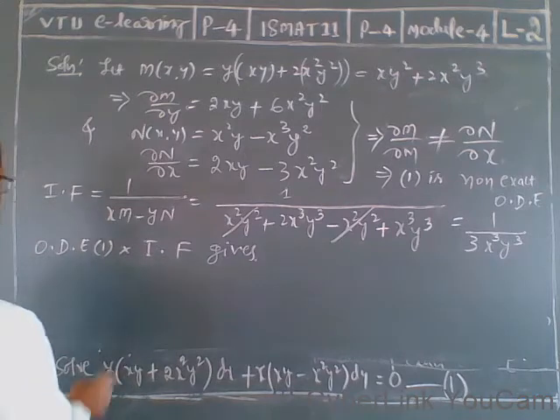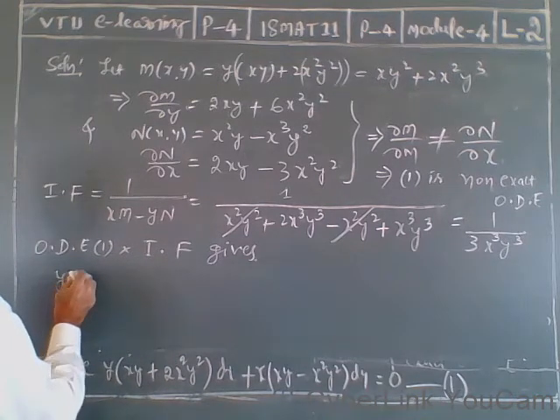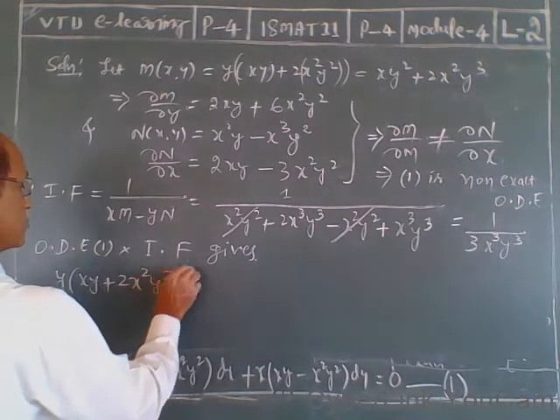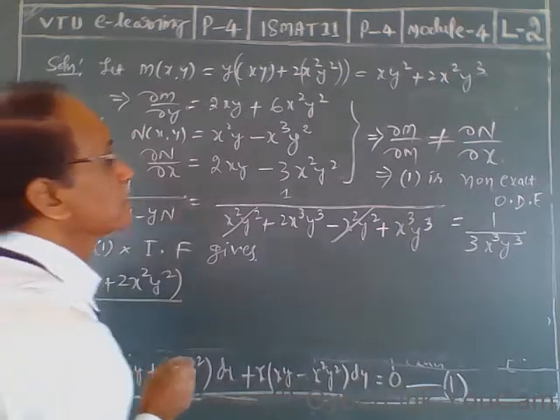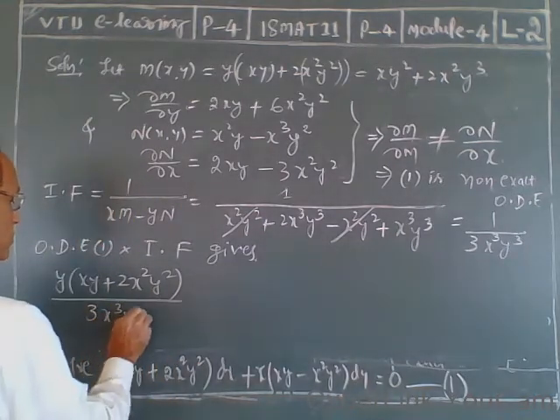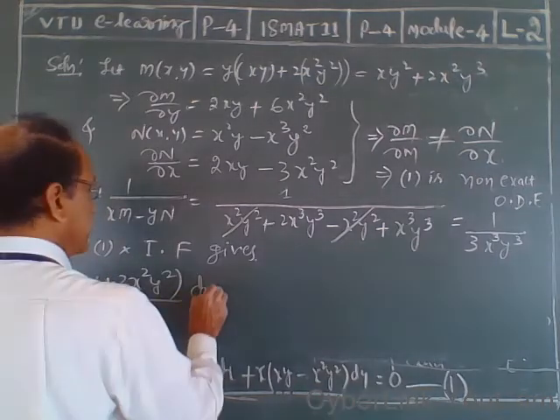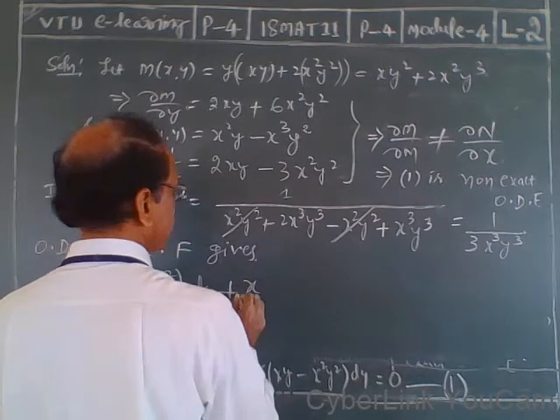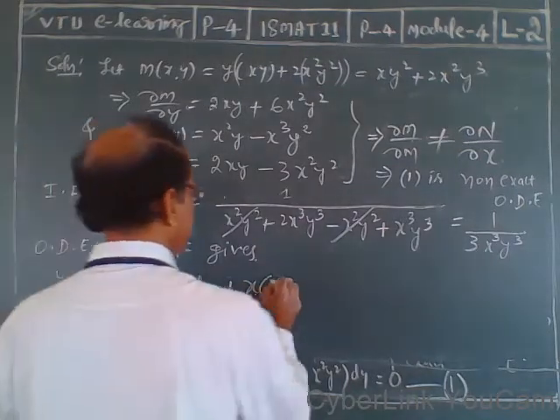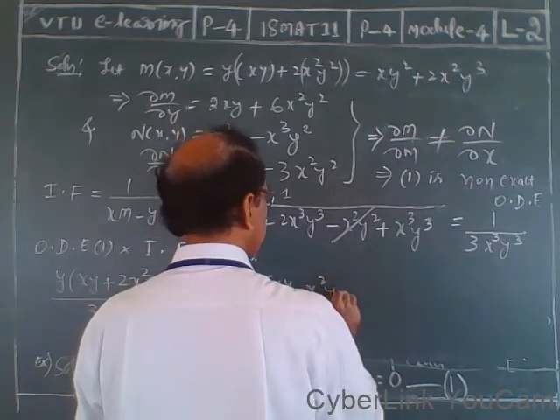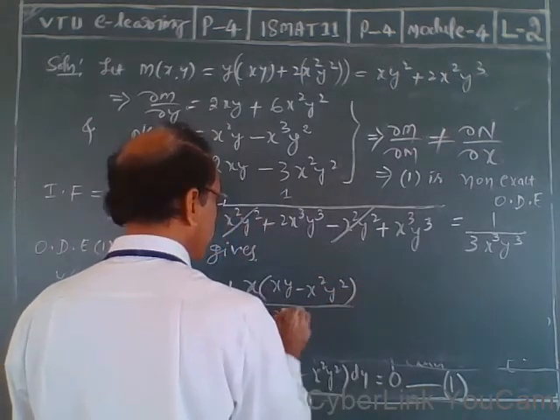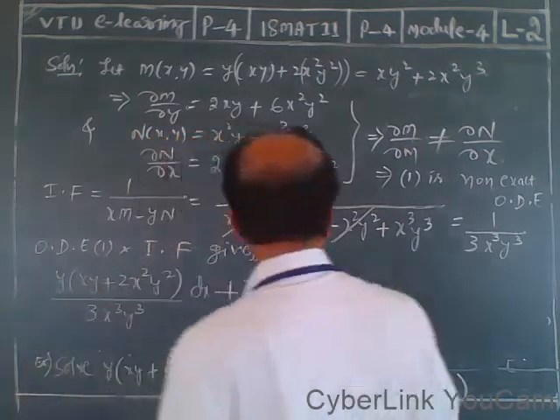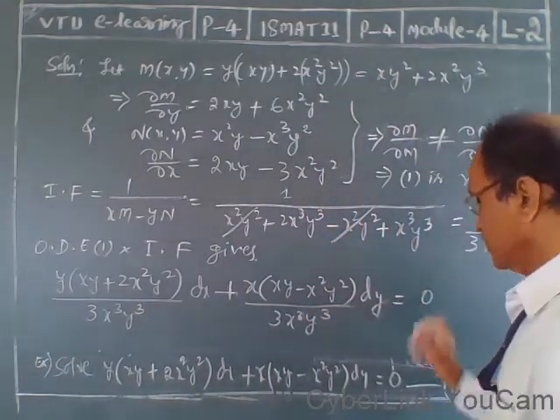So I will take like this only, that is y into x y plus 2 times x square y square whole divided by 3 times x cube y cube dx, and plus of x into x y minus x square y square whole divided by 3 times x cube y cube dy equal to 0.